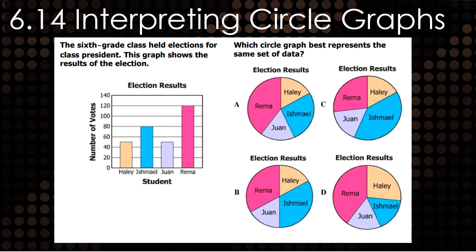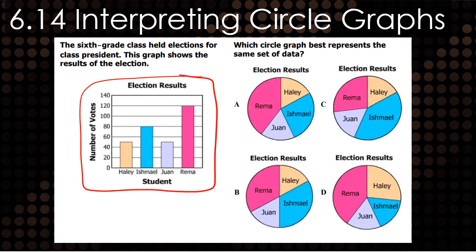So it says the 6th grade class held elections for class president. And this graph right here shows our election results. And so we can see that our friend Rayma right here was our winner. She received 120 votes. Our friend Ishmael received 80 votes. And then you have Juan and Haley. It looks like they both received 50 votes here.